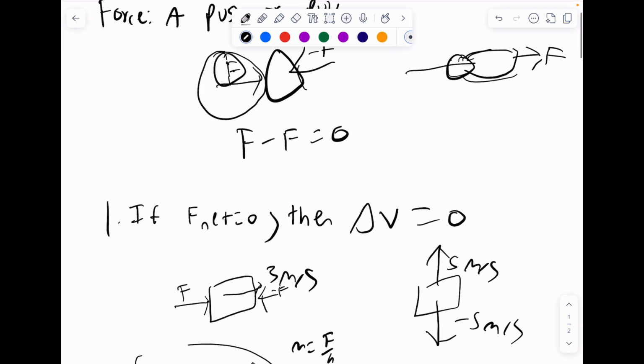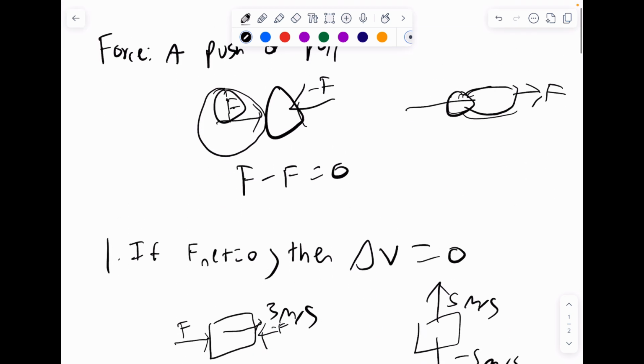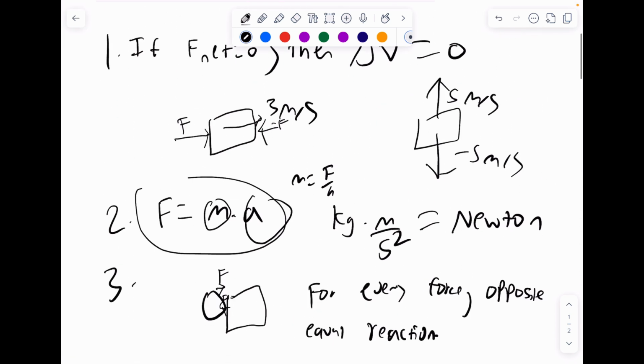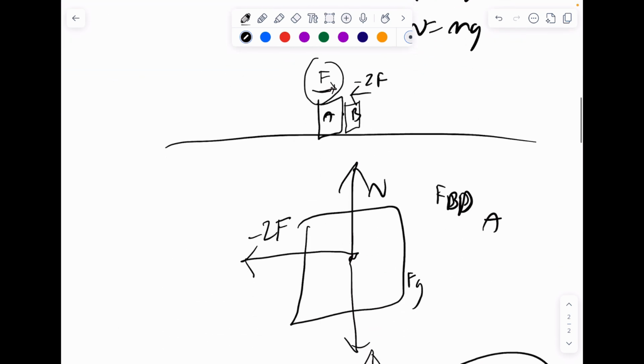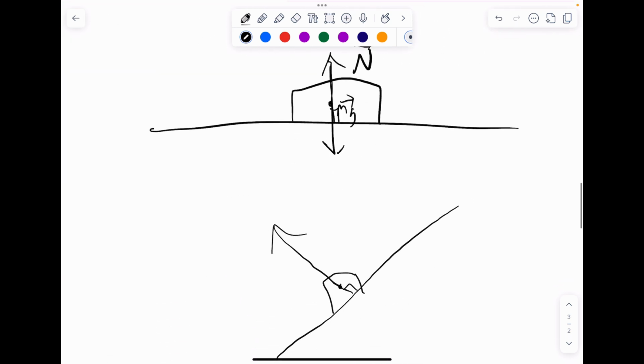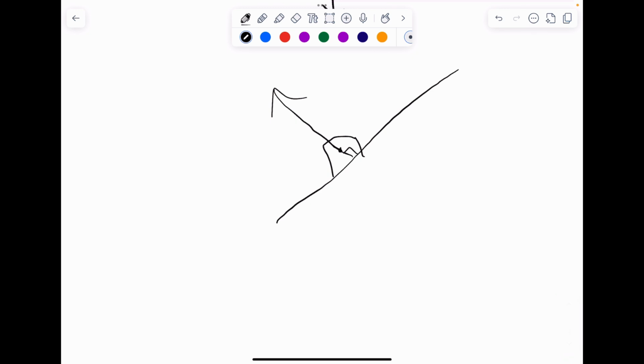So I went over what a force is, its laws, the fact that it's a vector, and then free body diagrams. This is the most basic part of forces, the most fundamental part that you're always going to use in every single problem, basically.